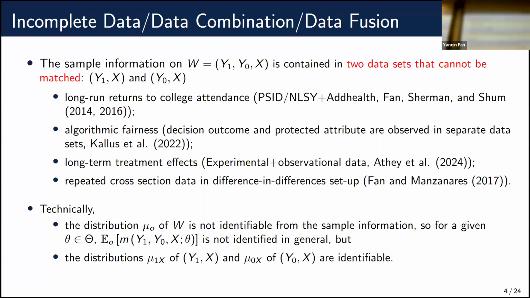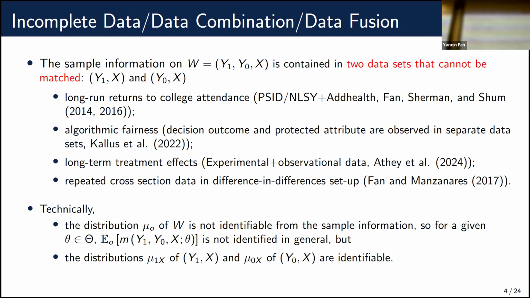Now, hopefully I have convinced you with these examples that data combination, using multiple data sources, is in fact very popular. So we need to make use of multiple sources to identify, estimate, and make inference on our parameter of interest. So technically, what's the challenge? Compared with complete data, what does incomplete data bring to any econometrician or statistician? Well, remember the moment model, this is the left-hand side of the moment model, the expectation of the moment function.